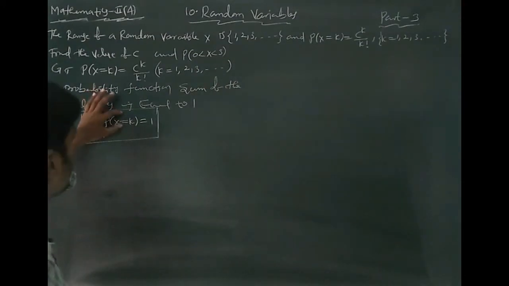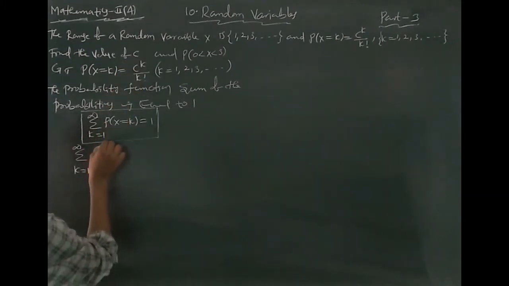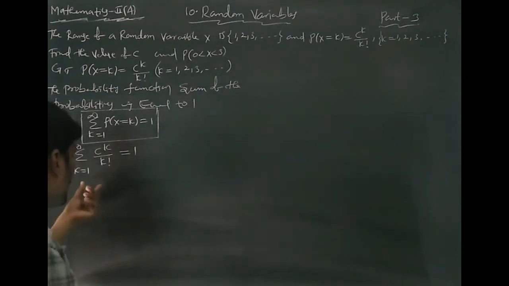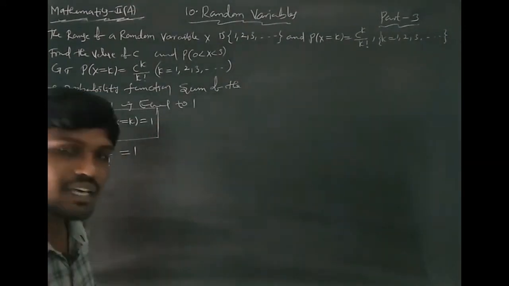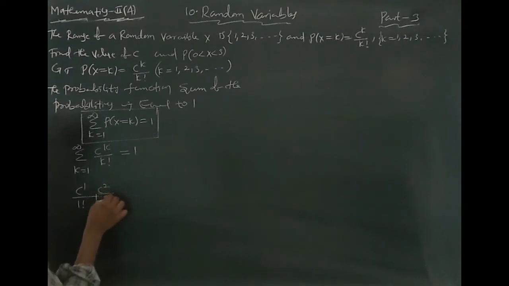See students, you know that here the value P of x equal to k, summation of k equal to 1 to infinity. What is this value, students? C power k by k factorial is equal to 1. Here you can apply the summation. For the k value first, you can write c power 1 by 1 factorial. For k value 2, you can write c square by 2 factorial.